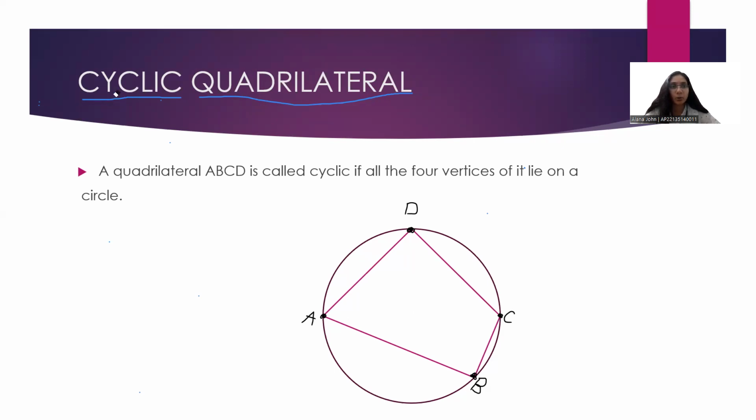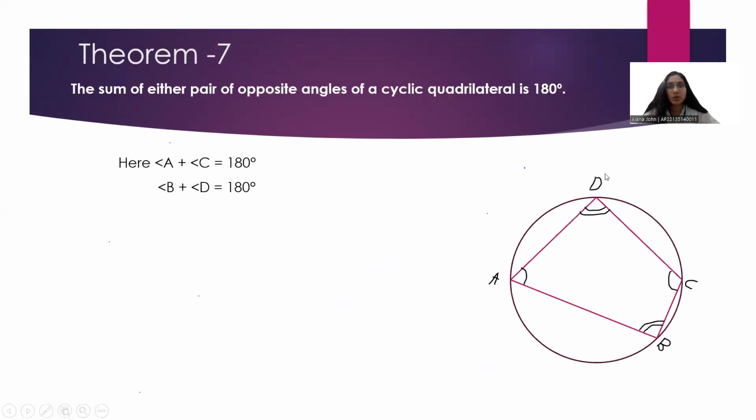Is that clear? Okay. So now we are having an important theorem regarding the cyclic quadrilateral, which can be used in many problems. So here is the theorem, and this is our last theorem of this section. Okay. So what does the theorem say? The theorem states that the sum of either pair of opposite angles of a cyclic quadrilateral is 180 degrees. Such a beautiful result regarding the cyclic quadrilateral.